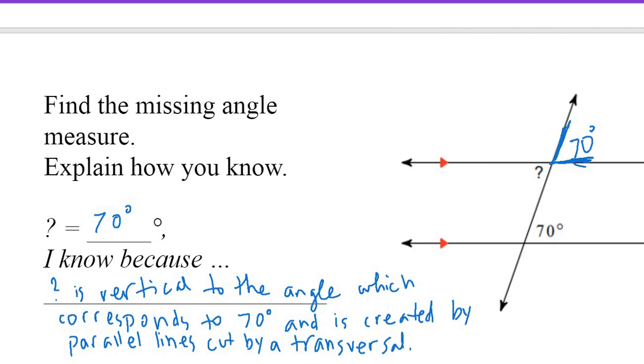So there are two crucial parts to that explanation. I have a vertical angle, which is corresponding to my original 70-degree angle. And that 70-degree angle is corresponding across a pair of parallel lines. The parallel lines part is crucial.